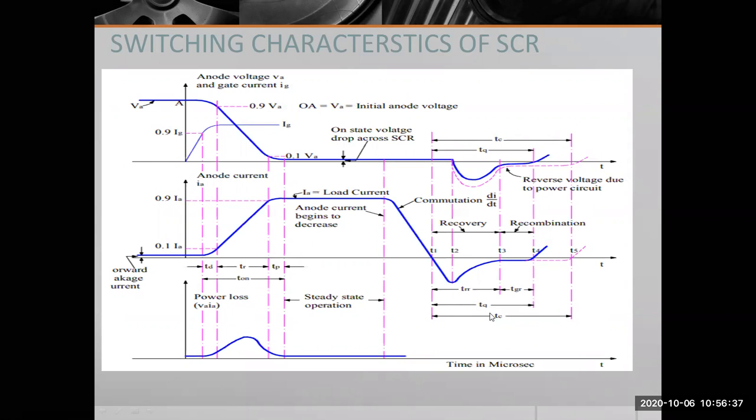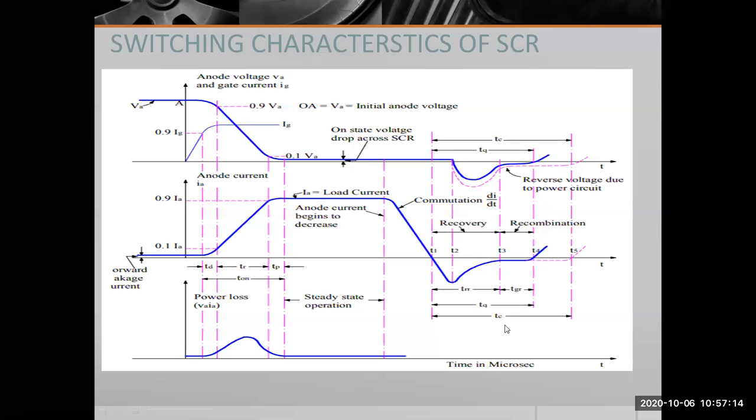TQ is nothing but the device turn off time. Device turn off time is when the anode current becomes zero. If you see the graph here, the anode current IA from T1 to T4 starts decreasing and reaches almost zero, a steady state value, at T4. This TQ is the off time of the device. Here the device is SCR. So TQ is the off time of the SCR.